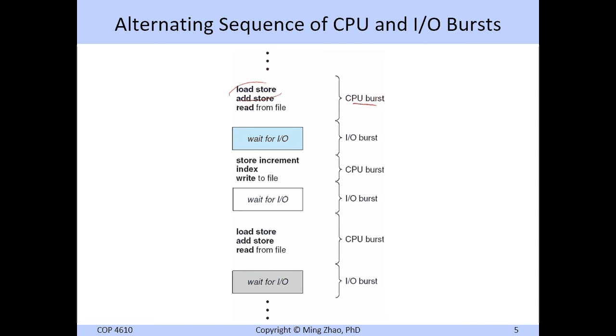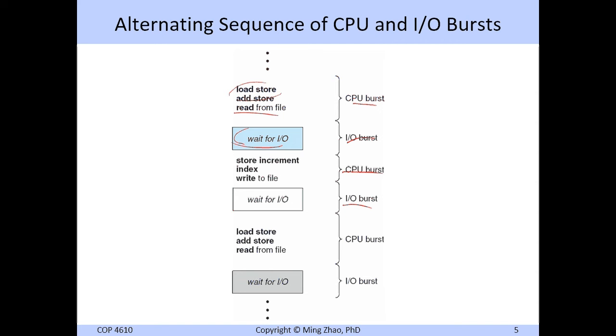After it is done, it will go on to do some I/O. For example, it needs to read some input from a file. Then the process is in its I/O burst, during which it's essentially waiting for I/O. After the data it requires is read into memory, it can consume the data and do more computation. So now we have a CPU burst again, and after the computation is done, maybe the process needs to write the result back to an output file, and then we have another I/O burst. So this pattern basically repeats.